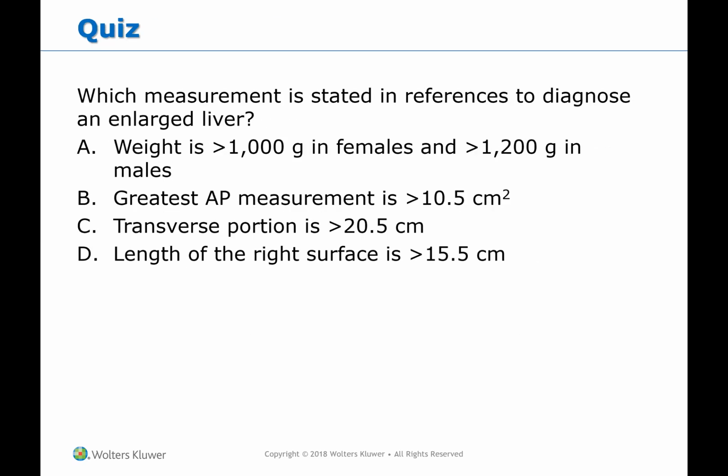So which measurement is stated in the reference to diagnose an enlarged liver? Is it due to weight? Is it an AP measurement? Is it a transverse portion, or is it the length of the right surface? So we just talked about this, and I hope you said D, because it's the length of the right surface that is greater than 15.5.